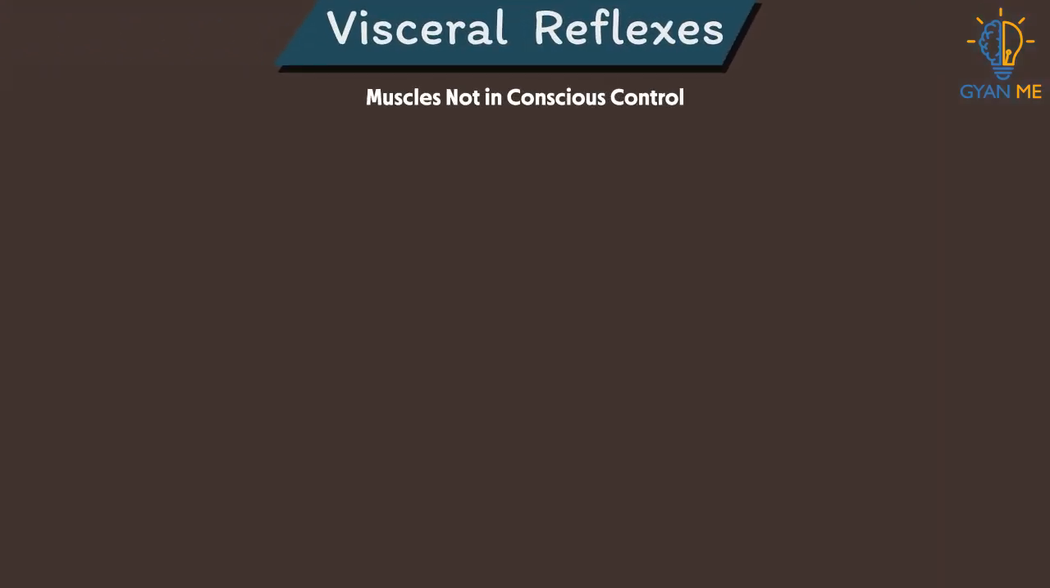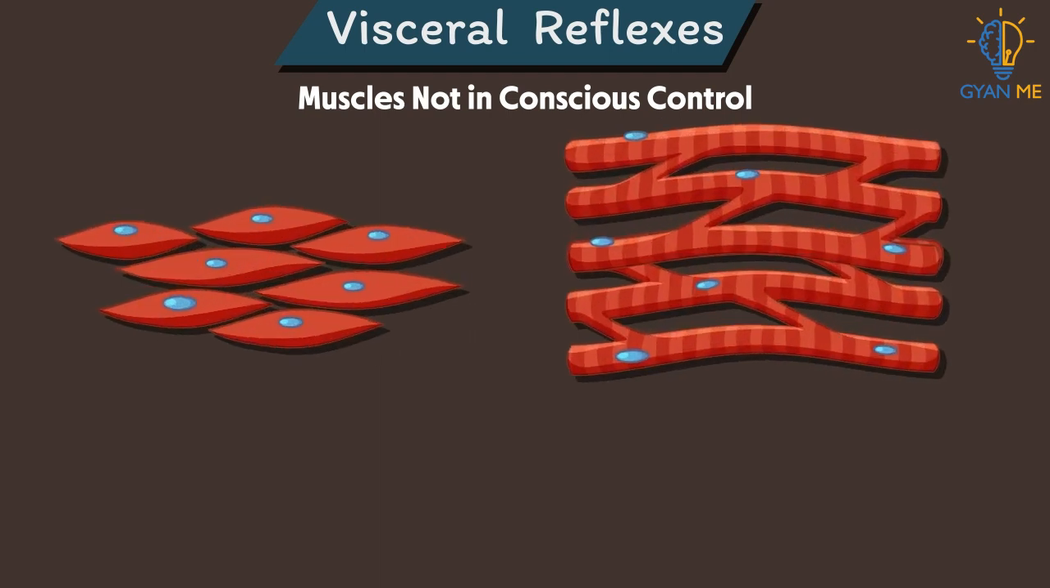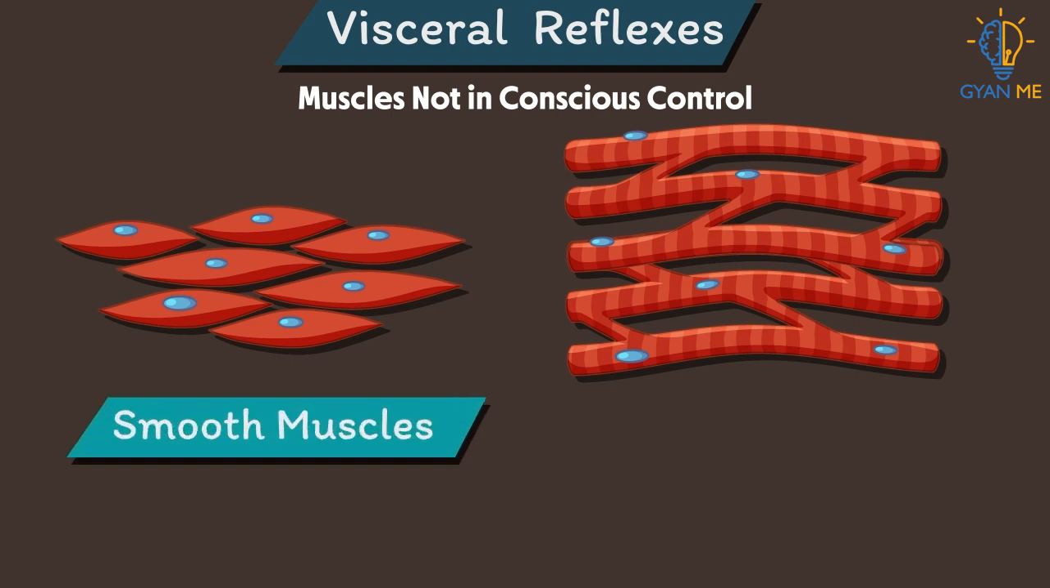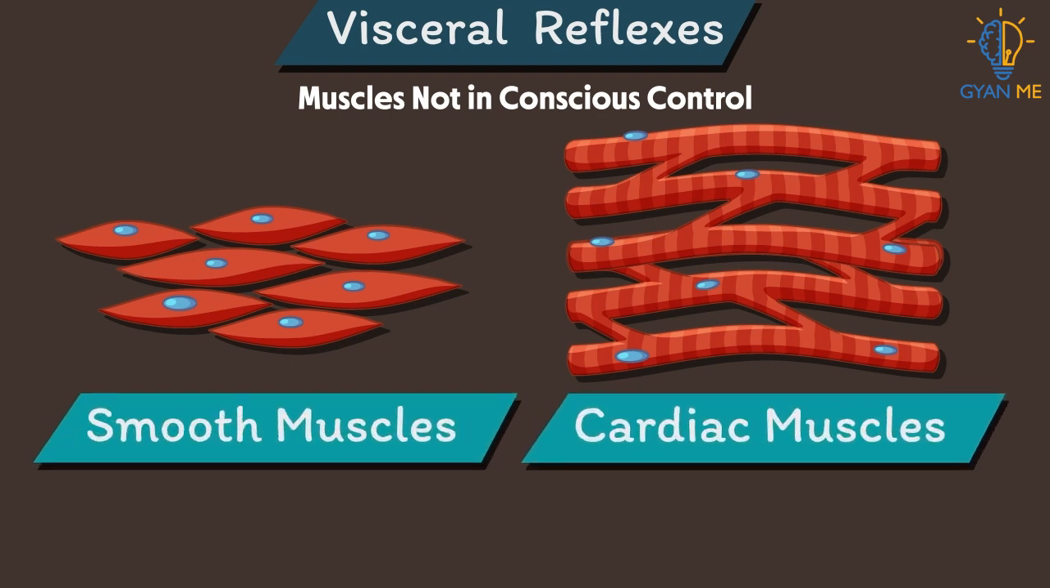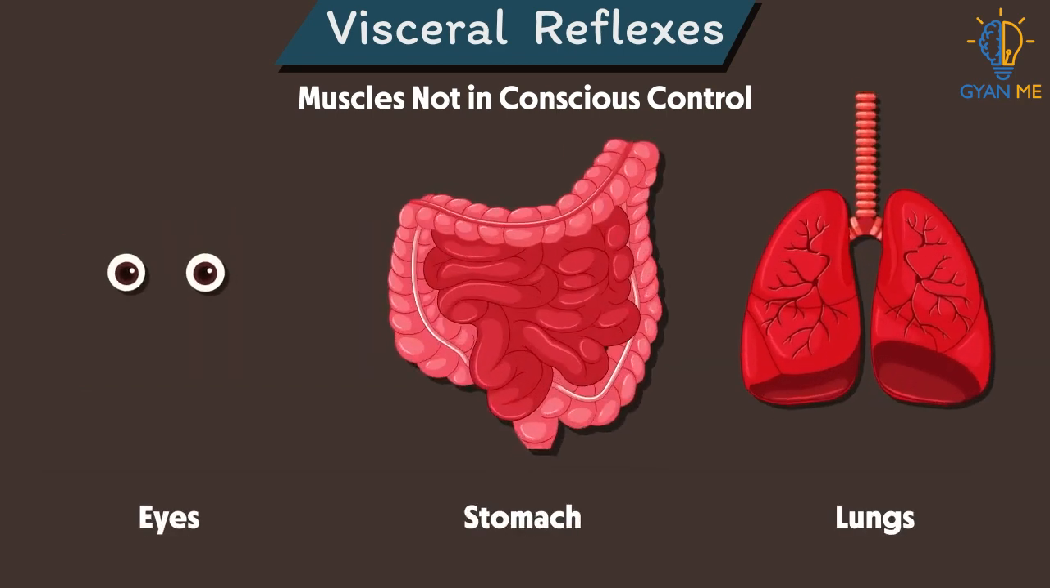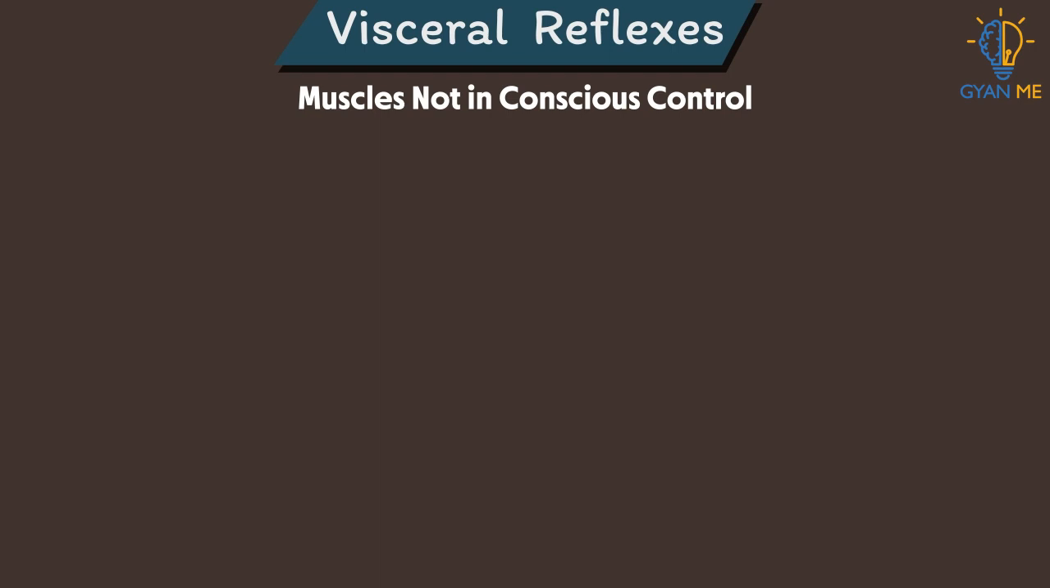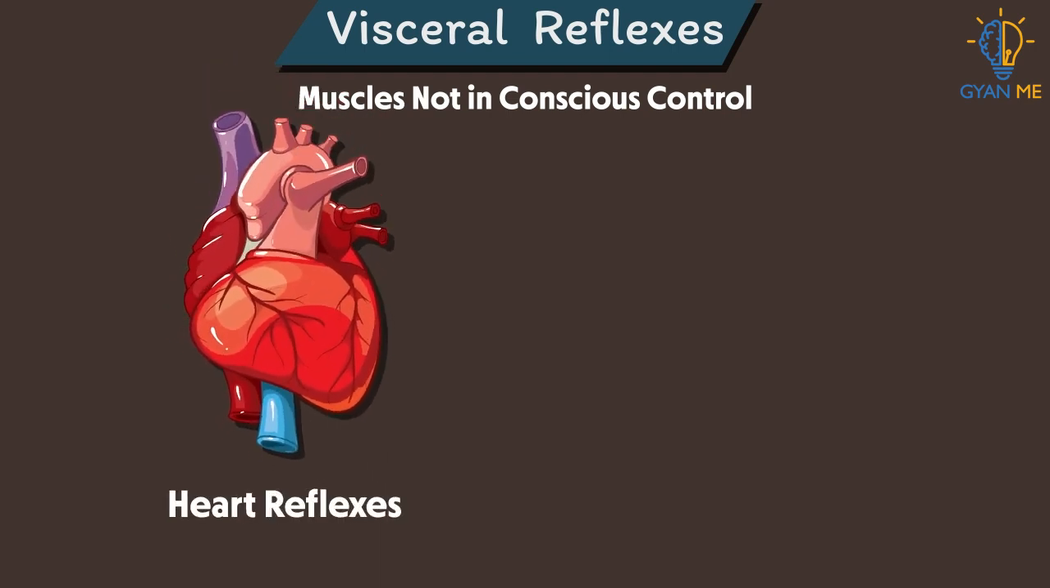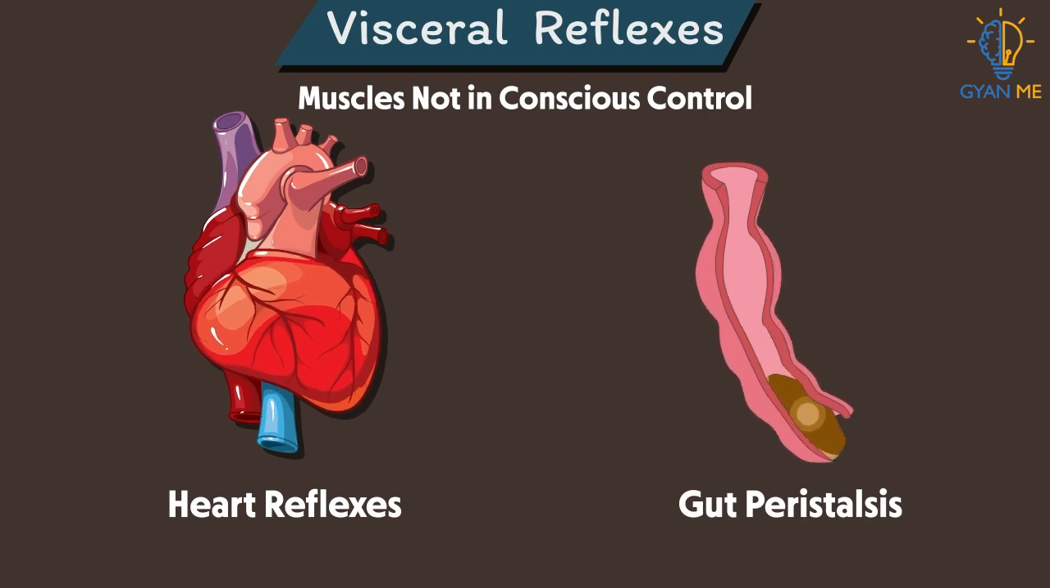For example, when we touch a hot plate, spinal cord sends signals to hand muscles to retract back. Now let's see visceral reflexes. Visceral reflexes are not consciously perceived. They involve response of smooth or cardiac muscles. Students, smooth muscles are found in organs like eyes, stomach, lungs, etc., while cardiac muscles are found in heart. Examples of visceral reflexes are heart rate, gut peristalsis, and defecation.